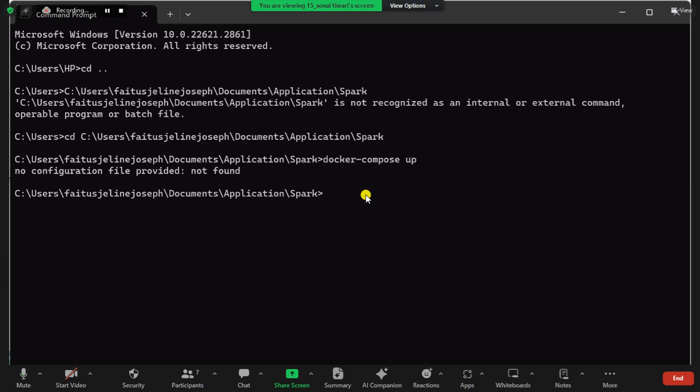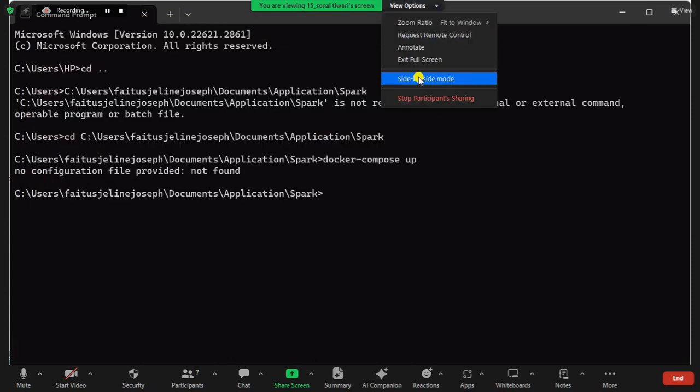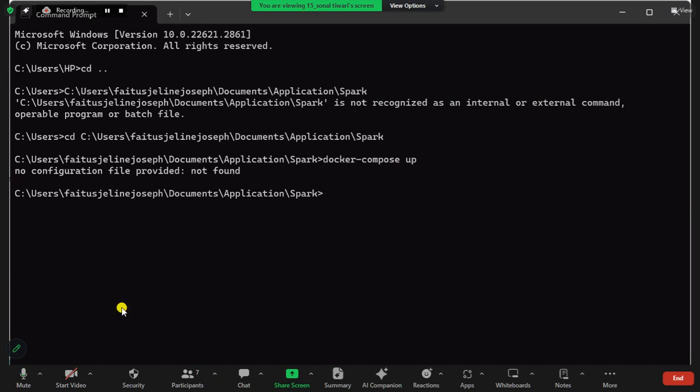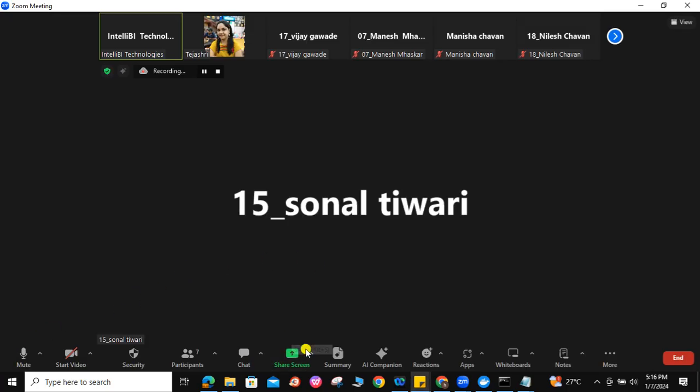It's on the screen. I can see command prompt only. You minimize the command prompt, maybe I will see. I can see only that black screen command prompt. Now you share again and show me the folder. Maybe you have not kept that Docker compose YAML file. That would be the reason. You have to keep that Docker compose YAML file over there. Just share the screen again so we can see.